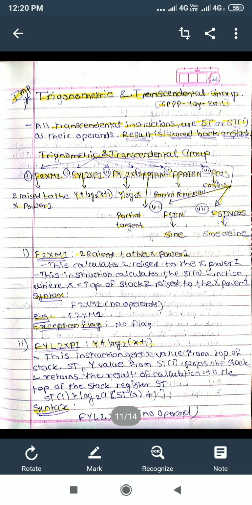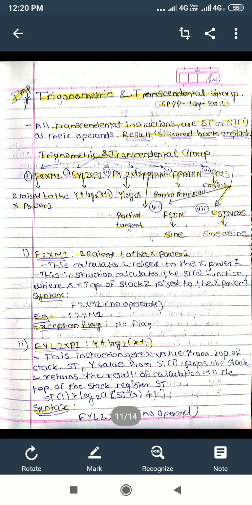Now we'll see every instruction one by one. The first one is f2xm1, that is 2 raised to the x power minus 1. This instruction calculates 2 raised to the x power minus 1 of the ST(0) function, that is stack top 0, where x is equal to the top of the stack.